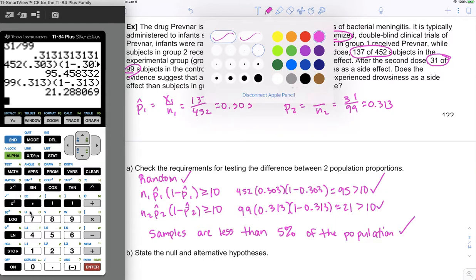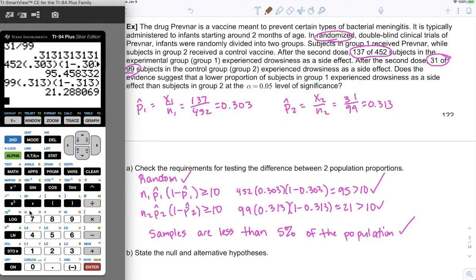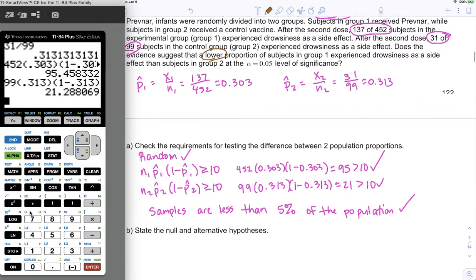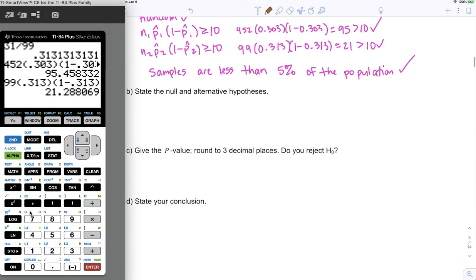For this one, I'm looking for some keywords. I noticed when we were reading the problem, I saw the word lower. Does the evidence suggest that a lower proportion of subjects in Group 1 experienced drowsiness? So this is giving me the key to my alternative hypothesis. The null hypothesis will always have the same structure. It will be that the population proportions are equal. And my H1 I'm getting from that word lower. Did the subjects in Group 1 have a lower proportion of infants that experienced drowsiness? So that is my alternative hypothesis.